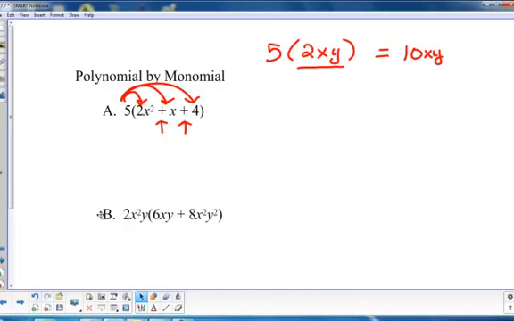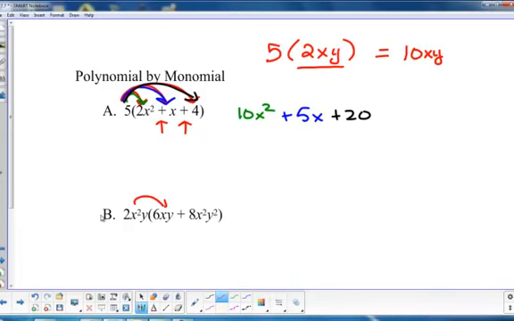So the first multiplication, I'll color code this, will be 10x squared. And then the second one is going to be 5x. And the third one is going to be 20. Same thing in the second. So this is our answer.